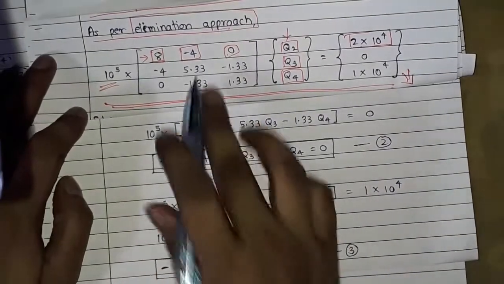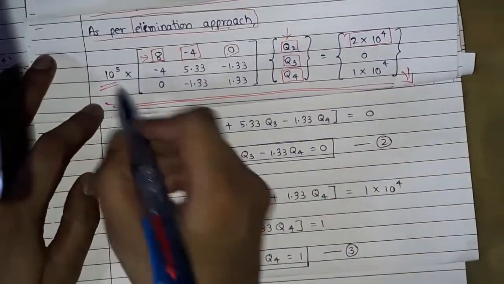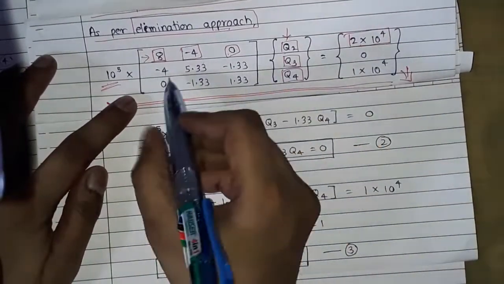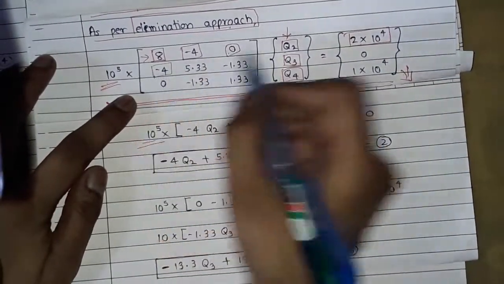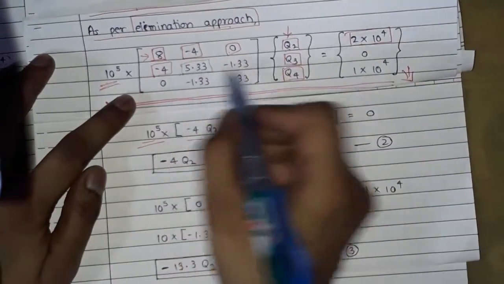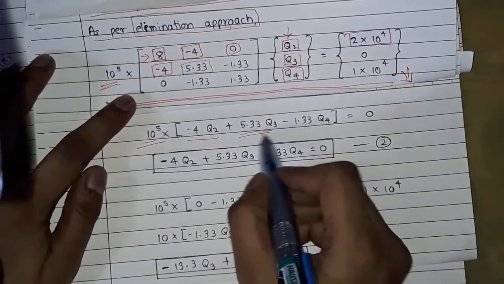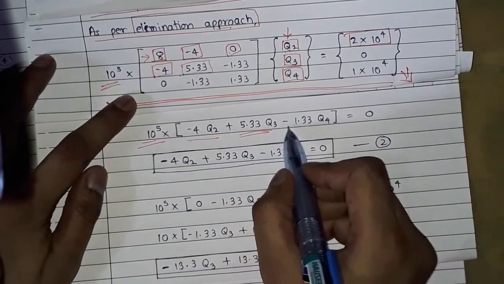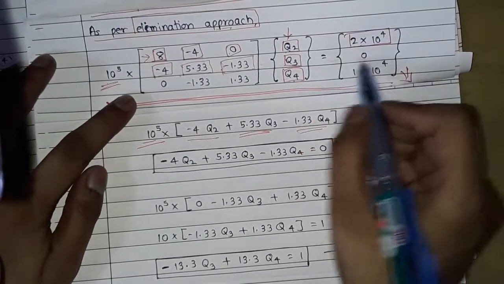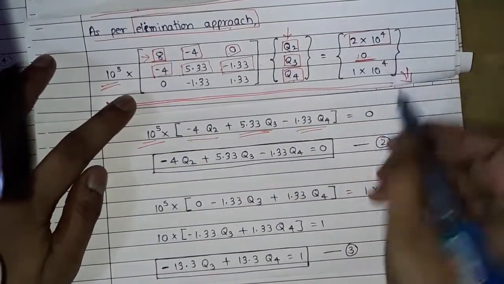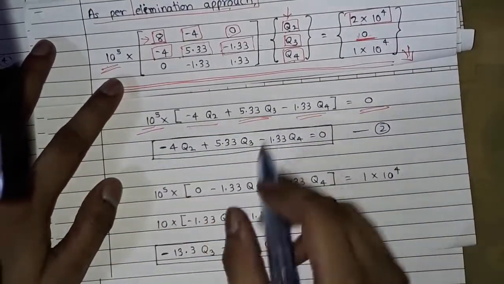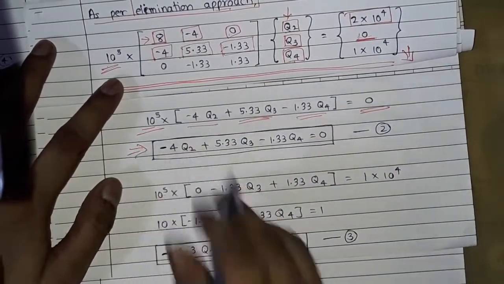Now let's see the second row. Here 10 raised to 5 is as it is. Now second row, first column: minus 4 into q2, minus 4q2, plus 5.33 into q3, then again this into this value, and the force value for the second row is 0. So after solving this whole equation, we got this equation.